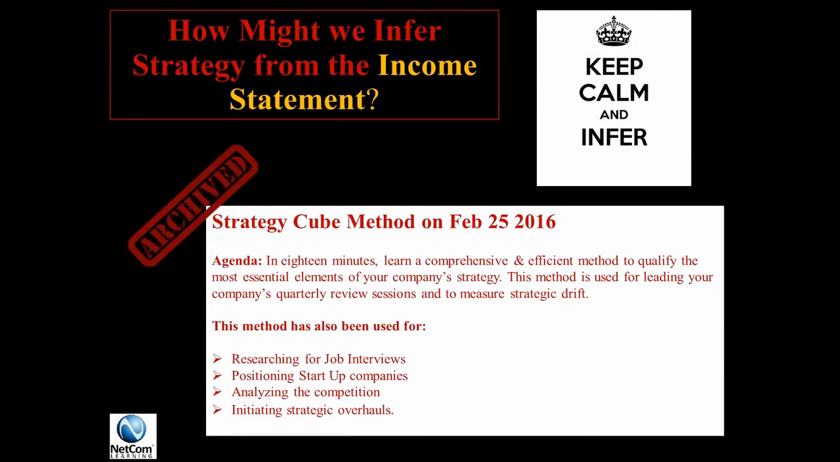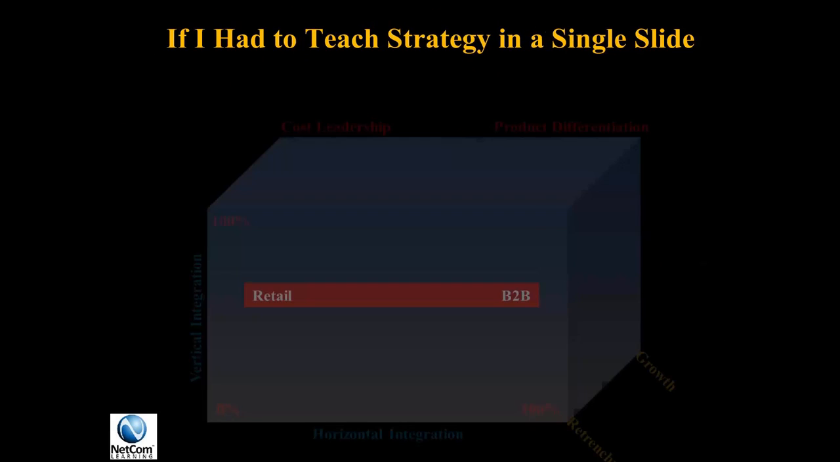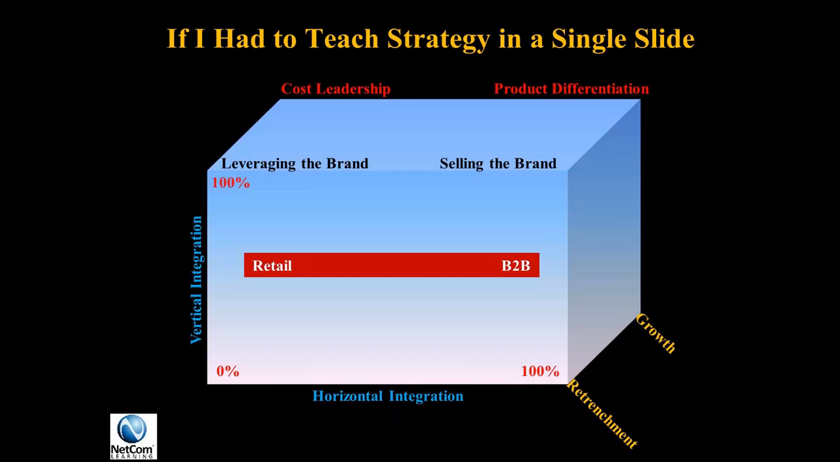Now, if you go back to a webinar we gave on February 25th, and it is archived if you are interested, we talked about a new strategic cube method. And in that webinar, we really talked about how you could measure a company's strategic drift. And in that webinar, we really introduced a cube where we talked about how every company has at least 6 dimensions of strategy.